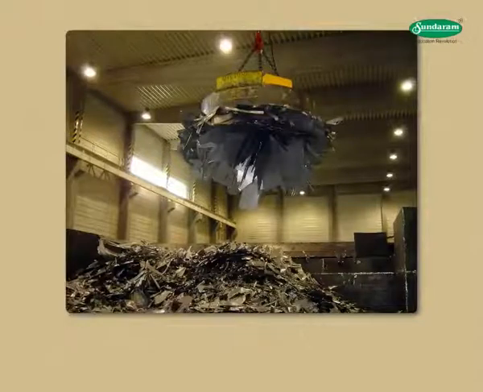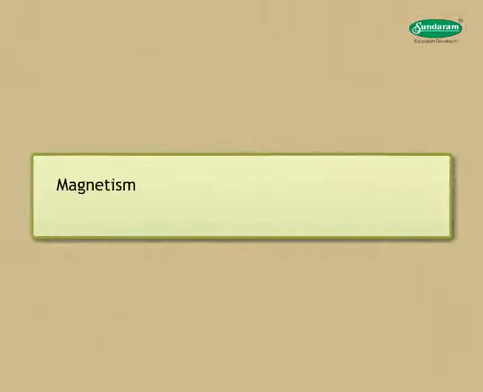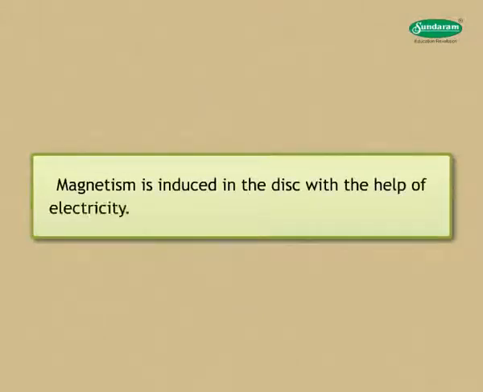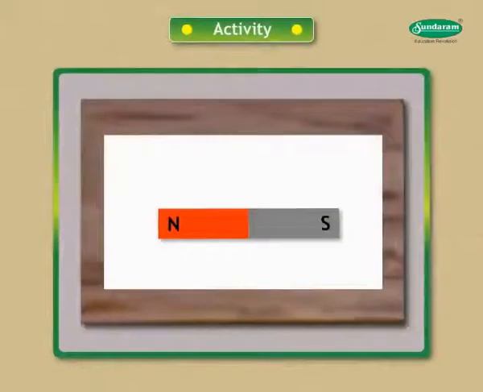It is not feasible to create a permanent magnet of such a big size and store such a big magnet. Therefore, magnetism is induced in the disc with the help of electricity. Such a magnet is called electromagnet. Let us perform this activity.